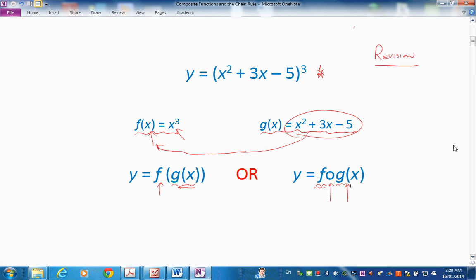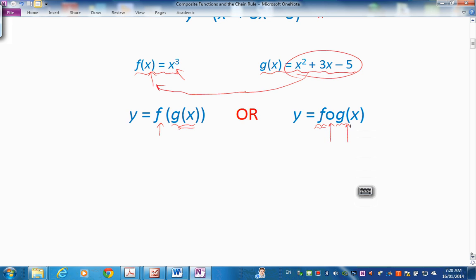Alright, so hopefully that's clear, and that's our first composite function that we want to look at now. So come down and let's see if we can do something with it. Okay, so coming down now.